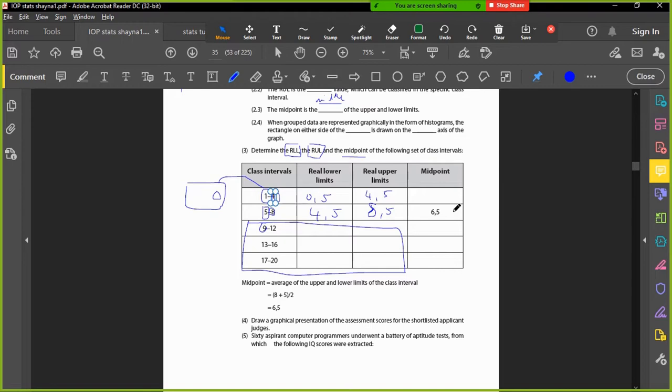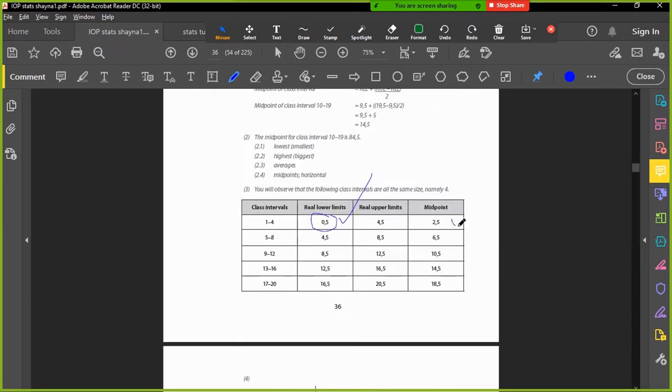Okay. Midpoint. How do we get the midpoint? So is it the midpoint of the lower and upper limit of the class? Oh, okay. So then it's 5 plus 8 divided by 2. Yes. So what's 5 plus 8 divided by 2? 6.5. 5 plus 8 is 13, divided by 2 is 6.5. That's correct. Okay. What's the midpoint here? 1 plus 4 is 5, divided by 2 is 2.5, I think. Is that correct? Yes. Think you can do the rest? Yes, I can do the rest.